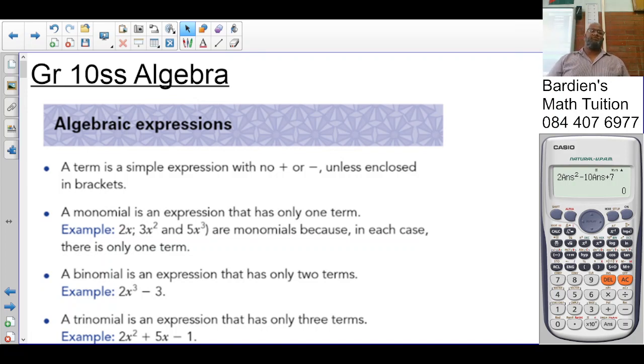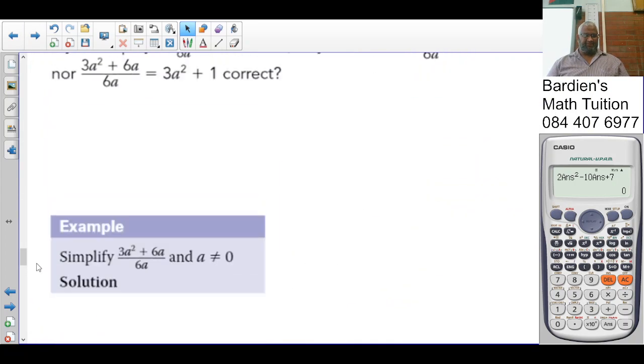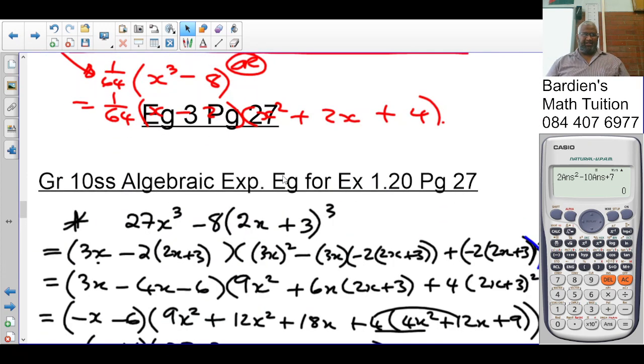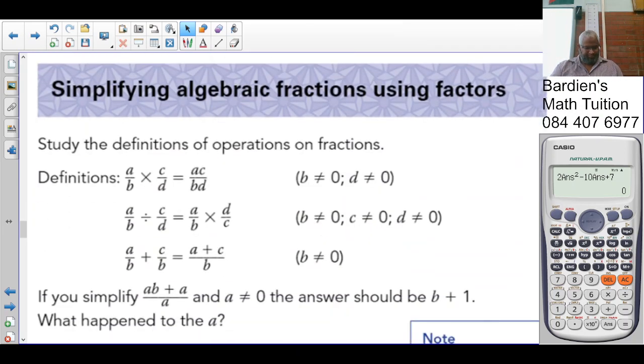Good afternoon, class. So at this point we're still looking at algebra. Whoops, the wrong place. Yeah, algebra. We are currently doing exercises. Yesterday we did the example to exercise 1.20, no? So today we're looking at 1.21.